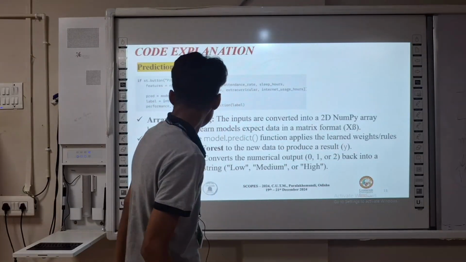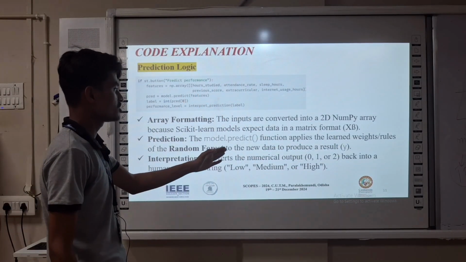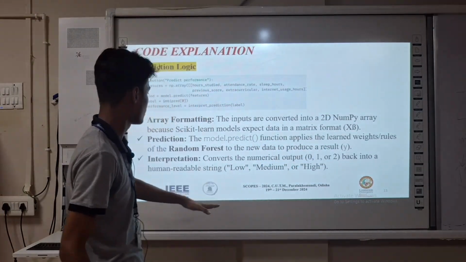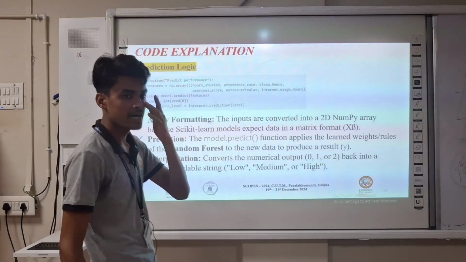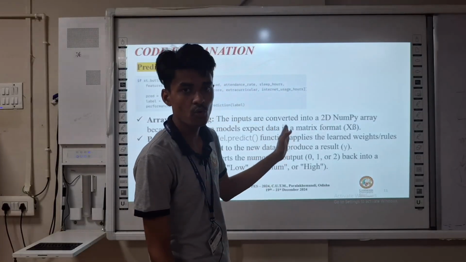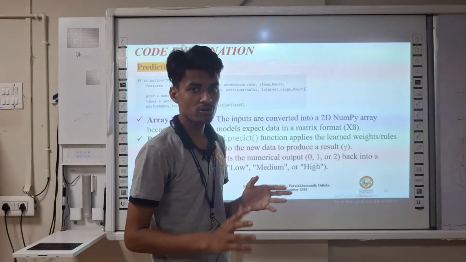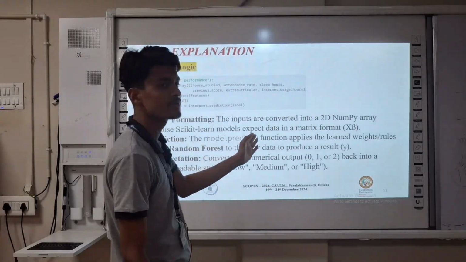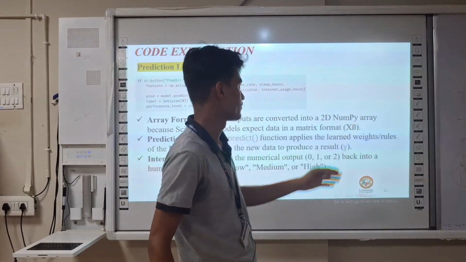And the interpretation converts the numerical output 0, 1 and 2 back into human-readable strings: low, medium and high. When we predict the value, it predicts a numerical value 0, 1 or 2, but we cannot understand 0, 1 and 2, so it is converted into low, medium and high to be readable for humans.